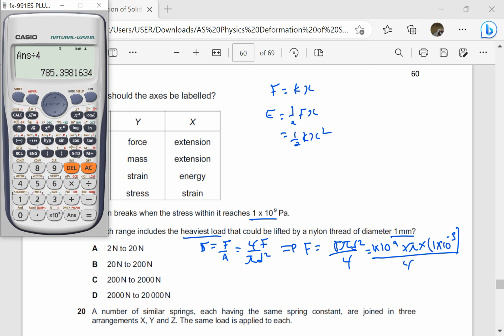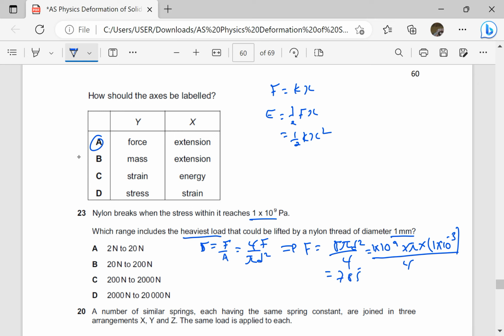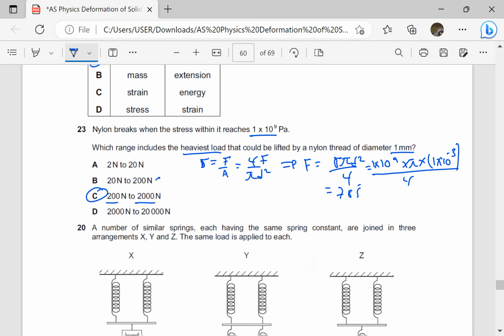So that is 787.85. So the answer is in the range, it is above 200. So the answer is between 200 and 2000. So the answer is C.